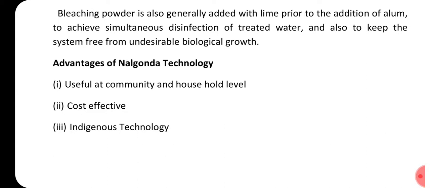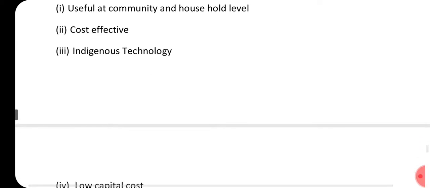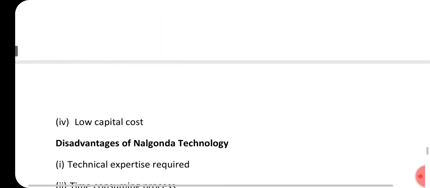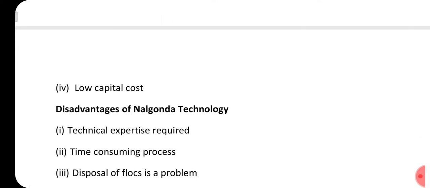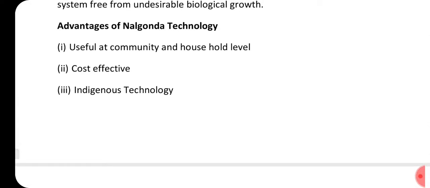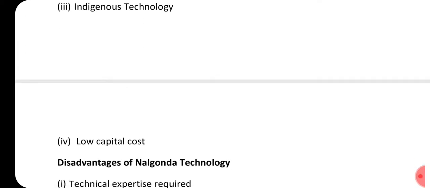Advantages of Nalgonda technology: first, useful at community and household level. Second, cost effective. Third, indigenous technology, so that is very good. Indigenous means most suitable for rural areas at less cost. Fourth advantage is low capital cost. So these are the four advantages: useful for community and household level, cost effective, indigenous technology, and low capital cost.